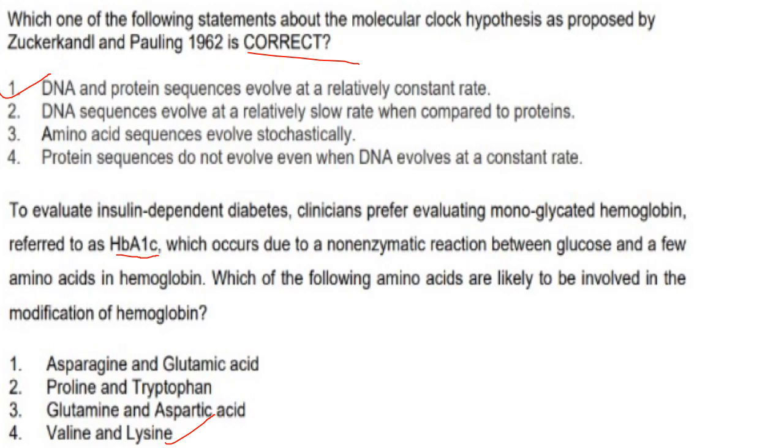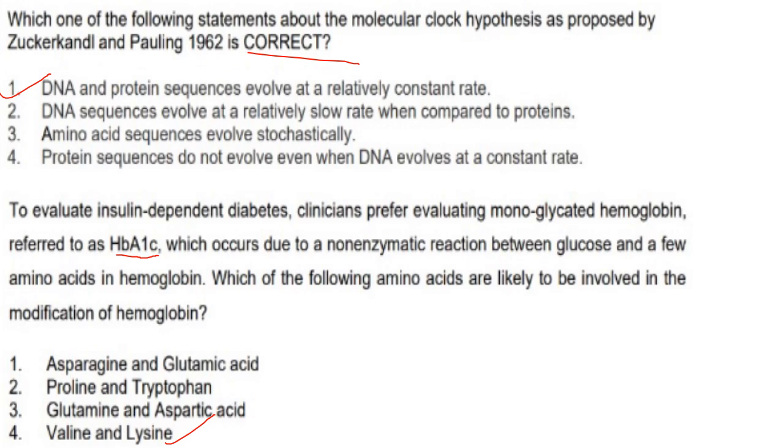Then next one. Which of the following statements about the molecular clock hypothesis as proposed by Zuckerkandl and Pauling in 1962 is correct? The concept of the molecular clock is based on the hypothesis that DNA and protein sequences evolve at a rate that is relatively constant over time and among different organisms. Now read the statements. DNA and protein sequences evolve at a relatively constant rate. That itself is correct. So they have asked for the correct statement. So answer is option 1.